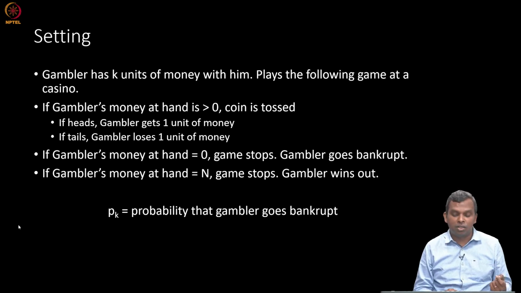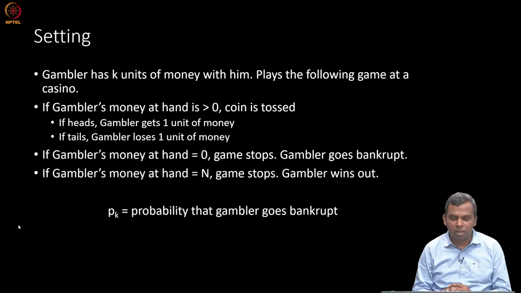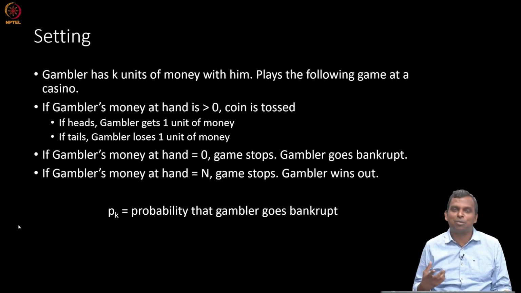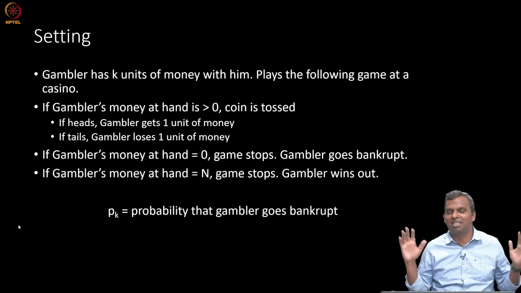The other possibility is he achieves his goal. His goal is to get N units of money, whatever that N could be. You can imagine N being slightly larger or much larger than K. Maybe he wants to buy something expensive, so he wants to convert his K units of money to capital N units of money. If his money becomes capital N, then he will stop. So the gambler wins out. He takes all his chips, goes back and cashes the money, and he's happy. He goes out.